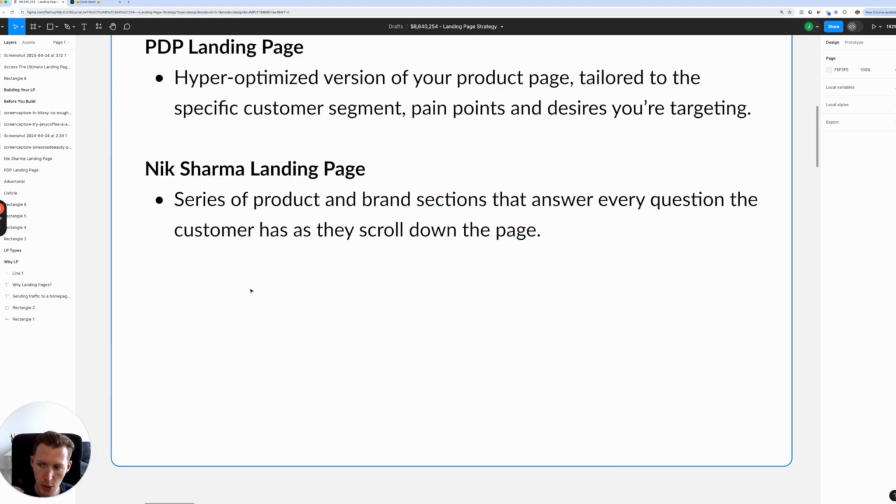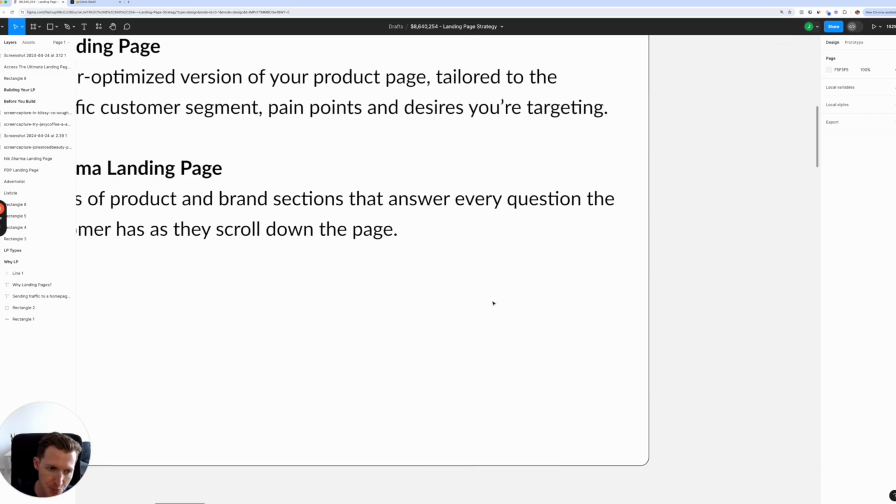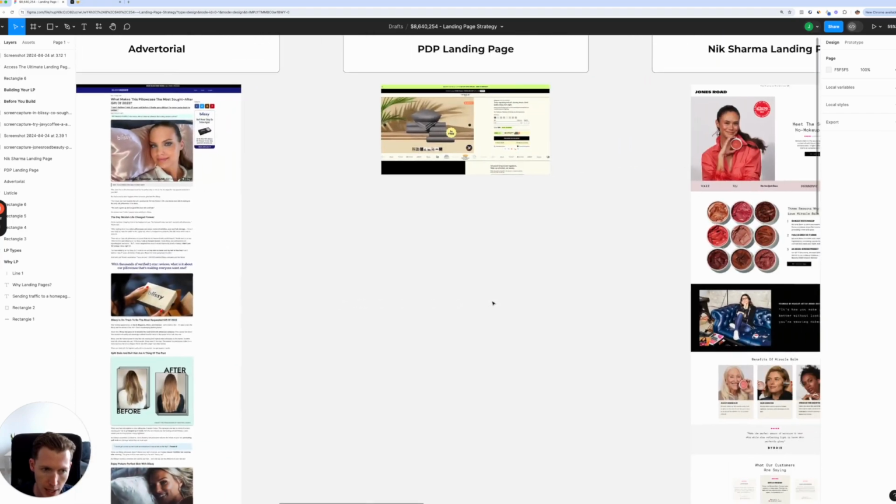So what it is, it's a series of product and brand sections that answer every question the customer has as they scroll down the page, right? So we're going to go through an example and you'll see how this plays out, right?